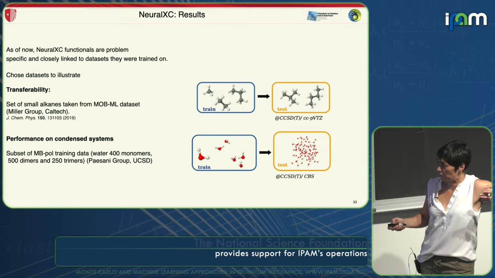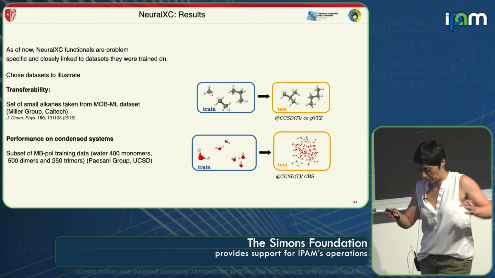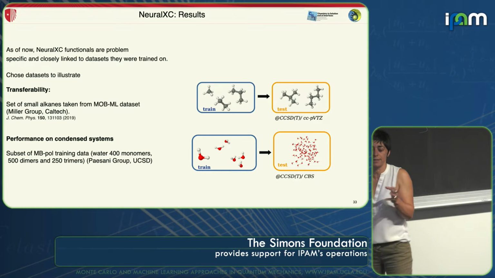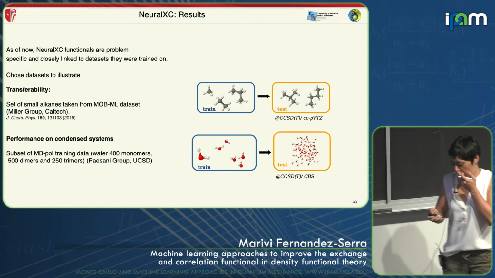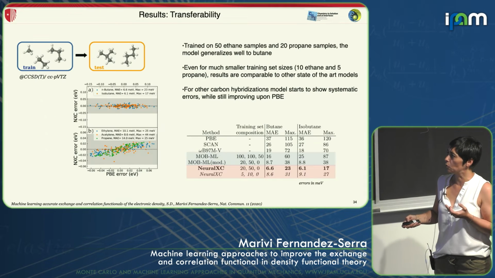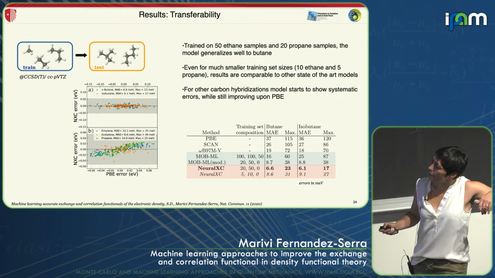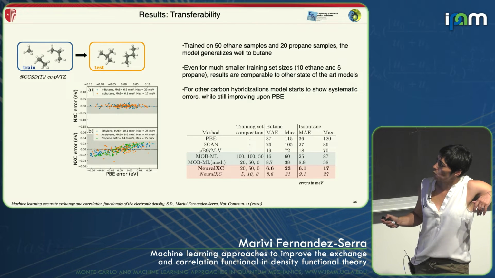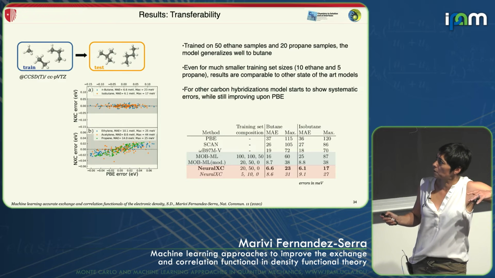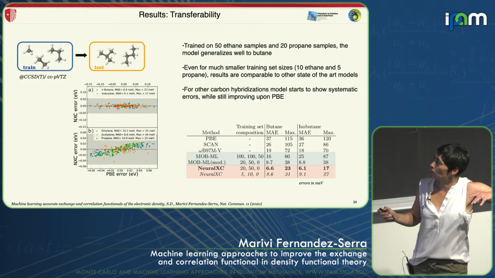And then we also want to look at performance in condensed systems, in particular in water. So again, for us, water is sort of the ultimate test system to evaluate how good all these approximations are. What you see here are the errors of this functional when we train on a very small set: 50 ethane samples and 20 propane samples. That means 50 different configurations of ethane and 20 configurations of propane, all obtained at the coupled cluster level, from the ML data set.